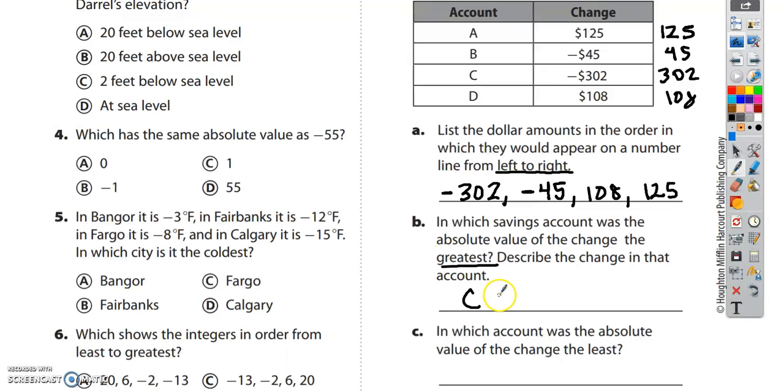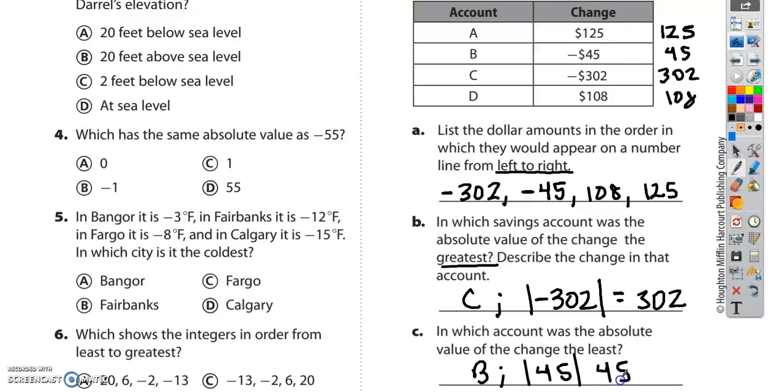And it says describe. And what I would do here is I would just show my work. I would do this. Negative 302 had a change of 302. That's what I would do. Question C says, in which account was the absolute value of the change the least? Well, we kind of already did that. It would just be the opposite answer. We're not looking for the greatest change. We're looking for the smallest change. It's going to be B, and I would do the same thing here. The absolute value of 45 is 45.